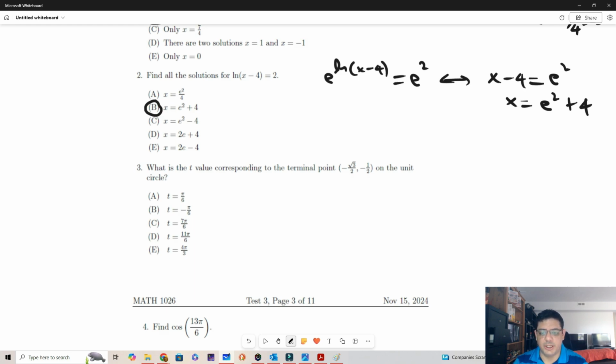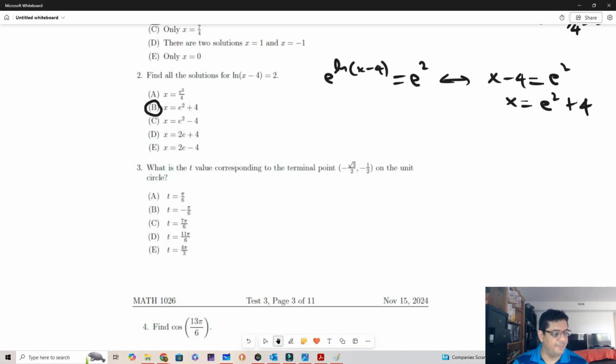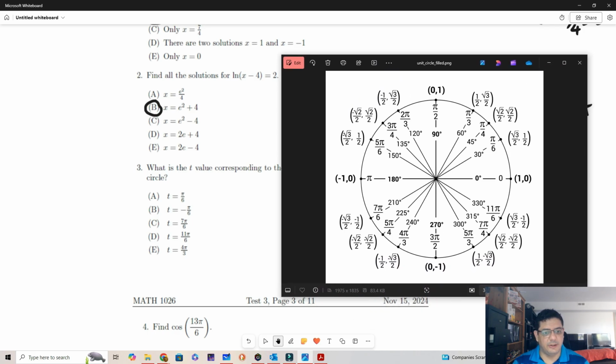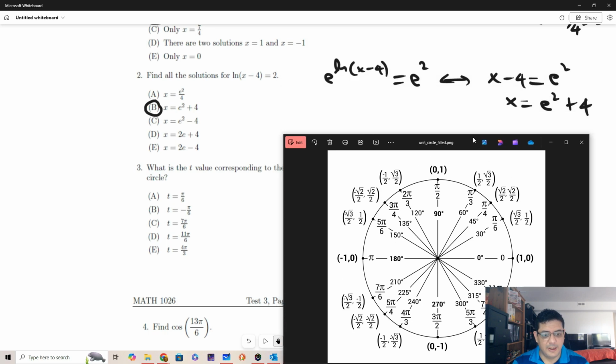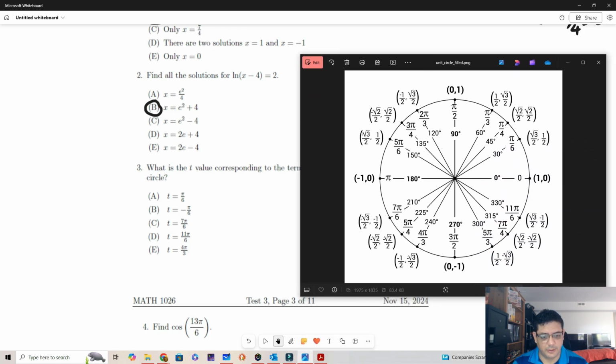Now we're checking what is the corresponding terminal point to the minus square root of 3 over 2, minus 1/2 on the unit circle. One of the things you can do here is use the unit circle that was provided on the exam. If you don't remember immediately what it is, notice that this is a point in the third quadrant, because they're both negative, so you can look for it. You can see here that it is 7 pi over 6. So that will be the answer here.